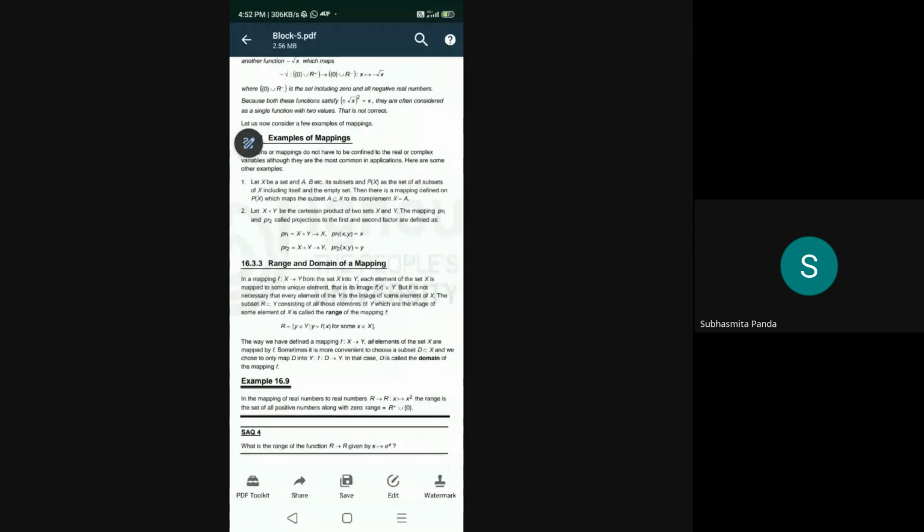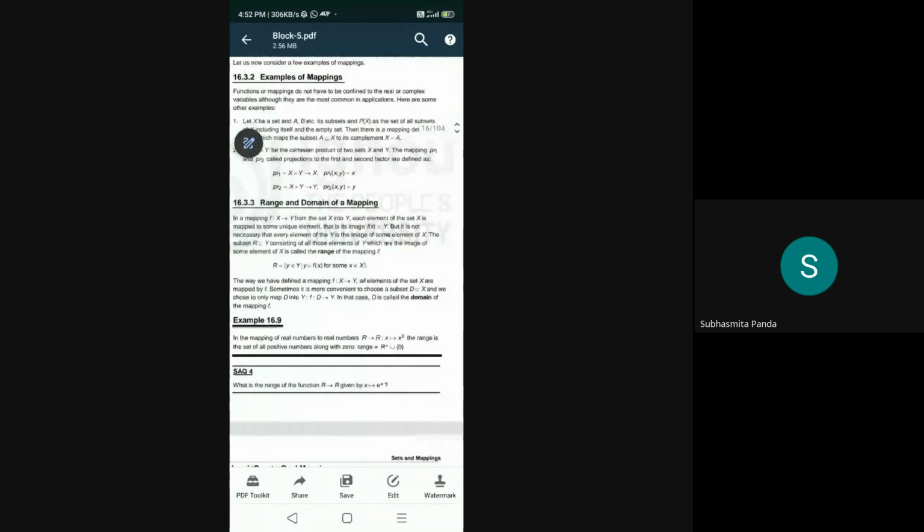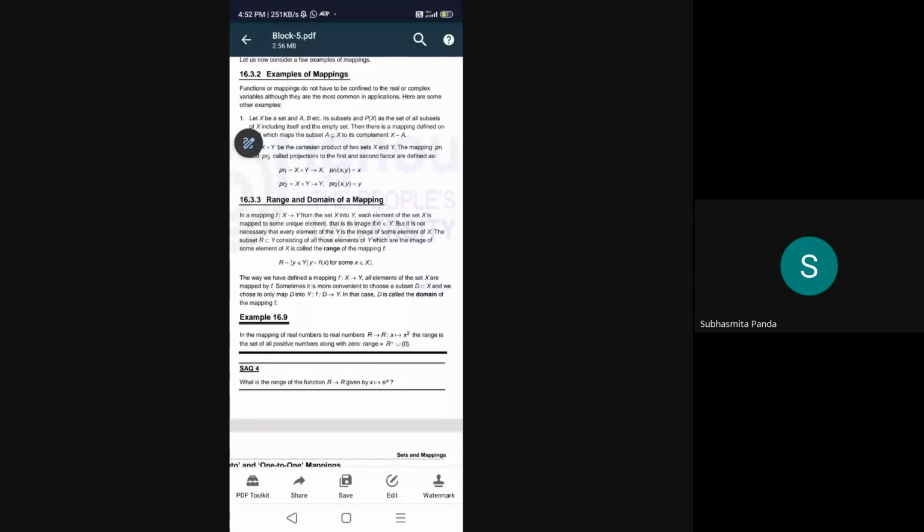And you are asking about domain and range. I told you that we shall discuss it in a later class. So let us see the range: your range will be y belongs to capital Y such that y is equal to f(x) for some x belongs to X. And sometimes it is more convenient to choose a subset D of X, and we choose to only map D into Y, f from D into Y, and in that case D is the domain of the mapping f.